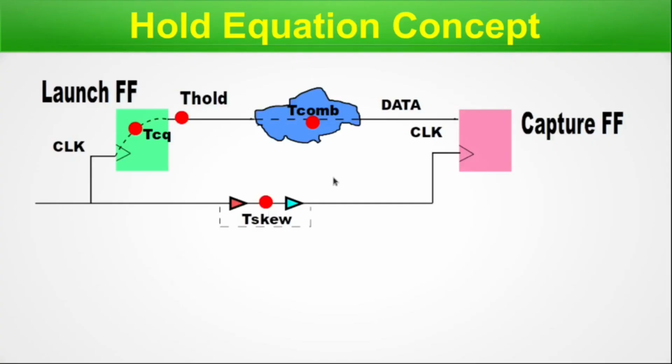The first from the left is TCQ, which is the clock-to-Q transition delay. The next is T-hold, which is the time cushion for the hold time at the Q pin of the launch flip-flop. The next one is T-comb, which is the delay due to the blue cloud representing a combinational path, and this T-comb is the delay for the entire combinational path.